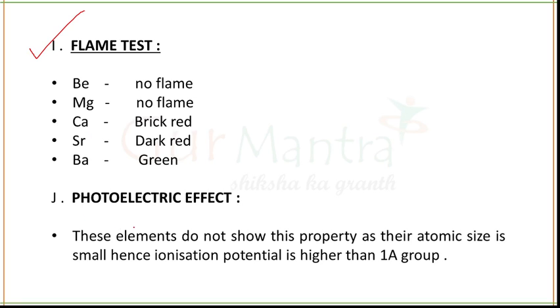Next is the photoelectric effect. Group 2 elements do not show any photoelectric effect because the atomic size is small, hence ionization potential is always higher than the first A group. While in case of the first A group, cesium is the best element that shows the photoelectric effect. That's why cesium is also used in photocells.